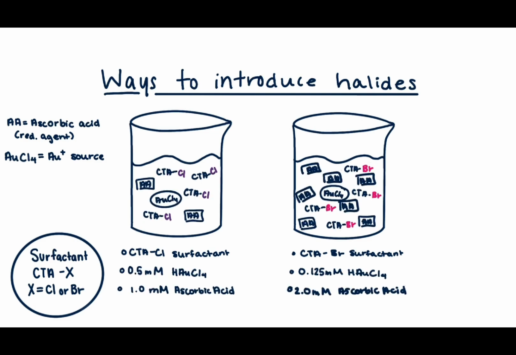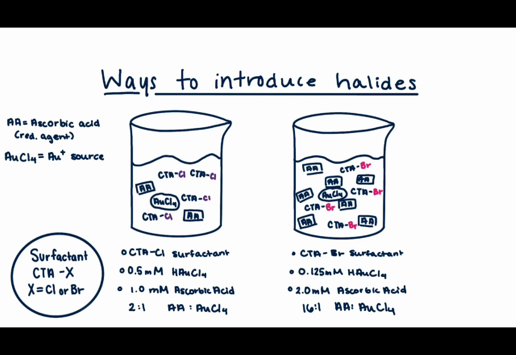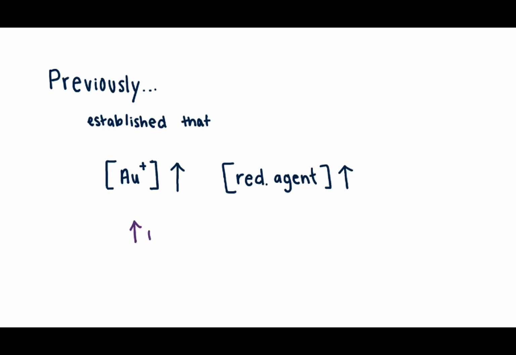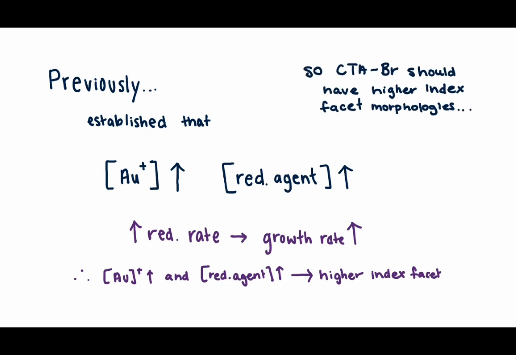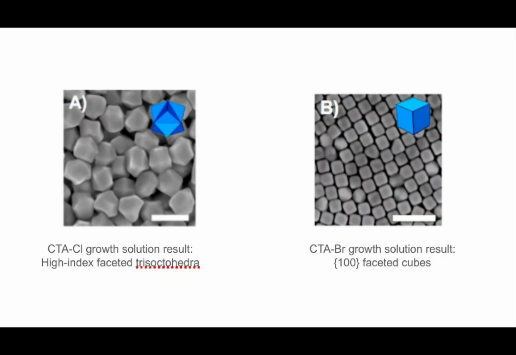The CTACl growth solution had a 2-to-1 reducing agent to gold ion ratio, whereas the CTABr solution had a 16-to-1 ratio. Based on previous research, we expect that the 16-to-1 ratio would have the fastest growth rate, as increasing the concentration of reducing agent increases the rate of reduction, so we would expect the CTABr growth solution to have higher index facet morphologies. However, the CTACl solution resulted in high index facet trisoctahedra, whereas the bromide surfactant resulted in low index facet cubes, indicating that the chloride solution still had a faster growth rate than the bromide.